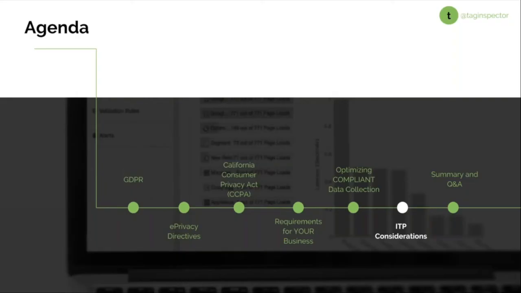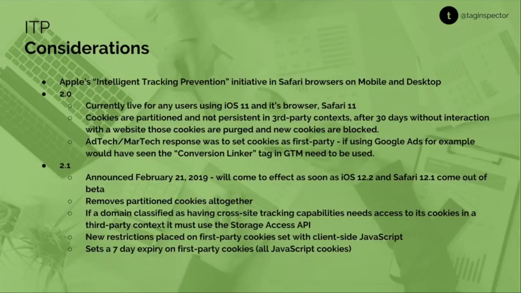Last thing I want to just touch on here is ITP considerations. As a lot of people might be aware, Apple has begun rolling out ITP, which is the Intelligent Tracking Prevention Initiative, within Safari browsers on both mobile as well as desktop. The version of this that's currently live, the intent was to put a stop to third-party cross-site tracking, so cookies basically that are being set and being able to be read by third parties across different domains. So tracking individual users across the web.